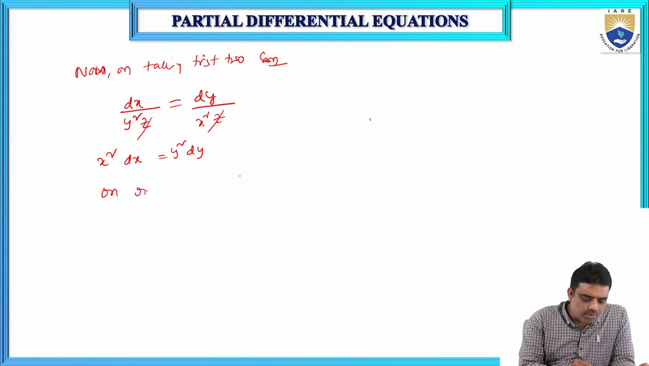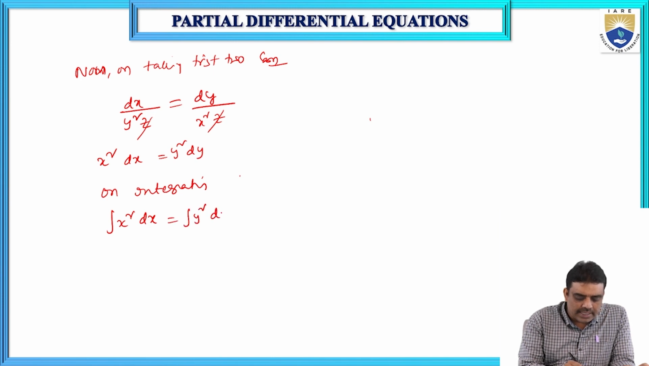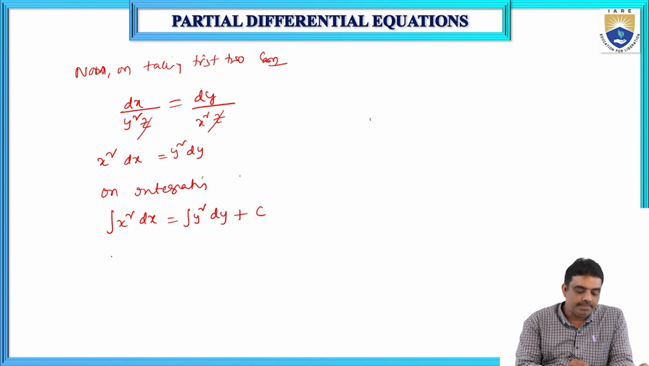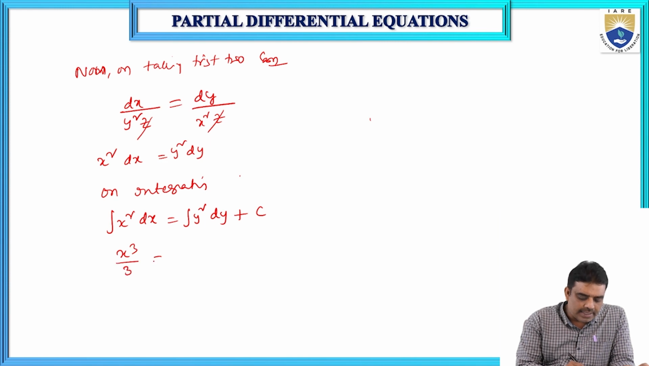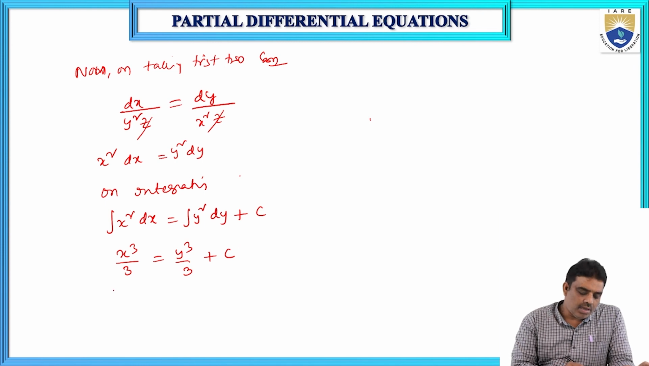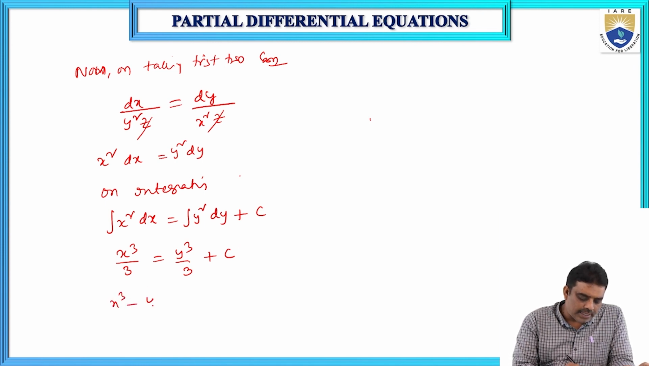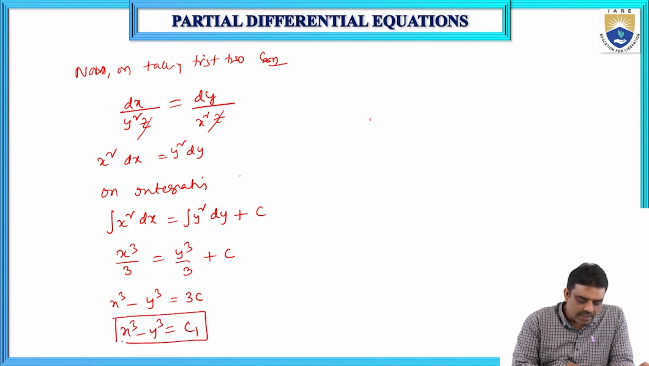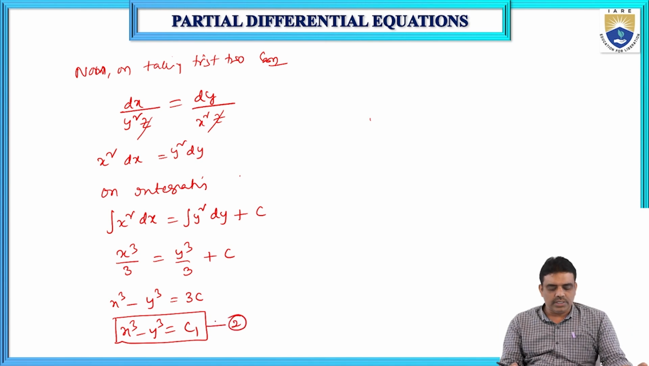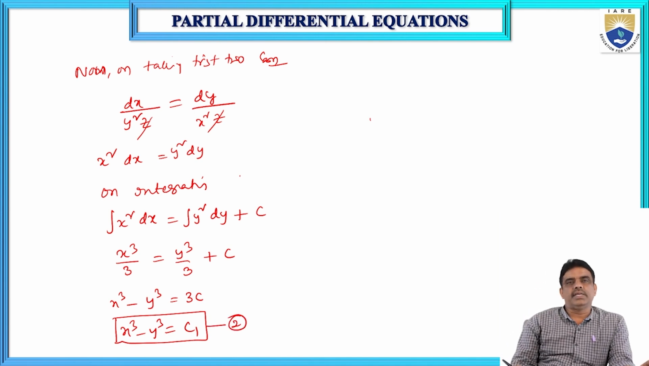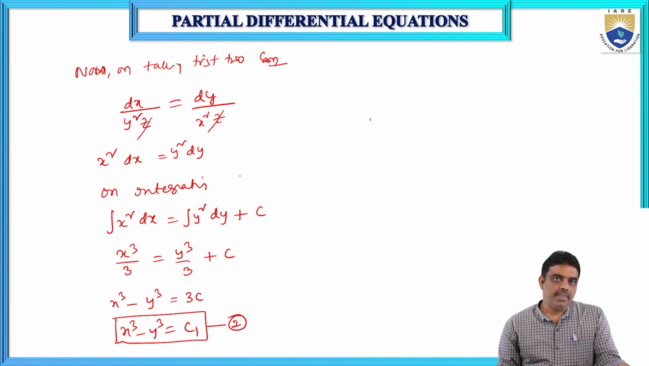So on integrating both sides, integral x square dx is equal to integral y square dy plus c, or x cube by 3 is equal to y cube by 3 plus c. Or you can write x cube minus y cube is equal to 3c, or x cube minus y cube is equal to some constant c1. So this is the first solution, phi of xyz is equal to c1.